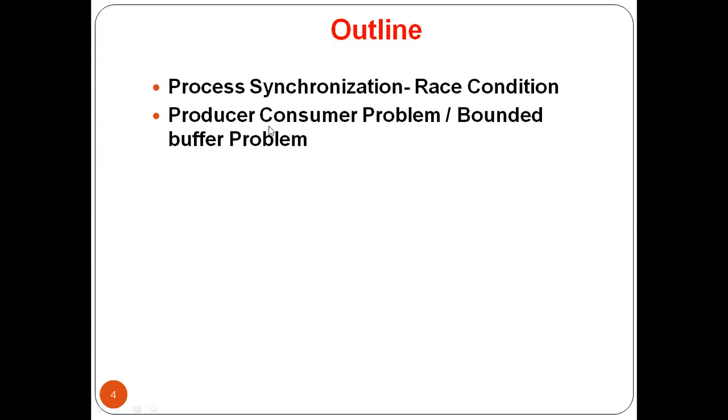So here is the outline of today's session. First, we'll be seeing what is meant by process synchronization and what is meant by the race condition problem. And to overcome this race condition problem, we can solve it using the producer-consumer problem, which is otherwise called the bounded buffer problem.